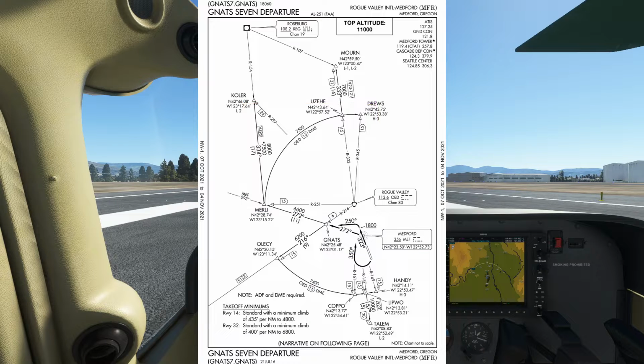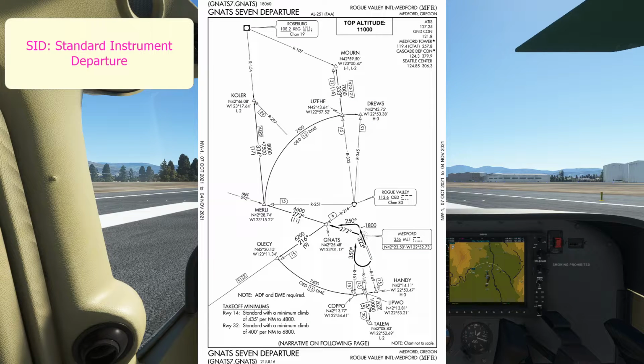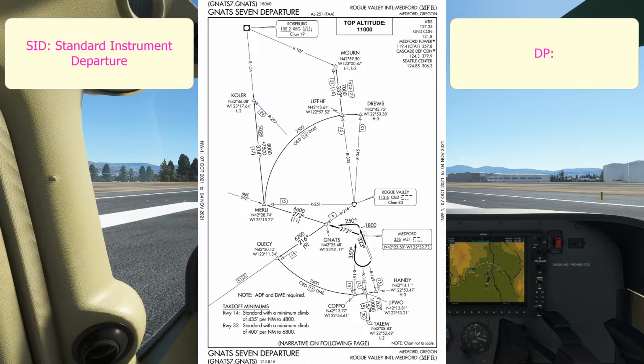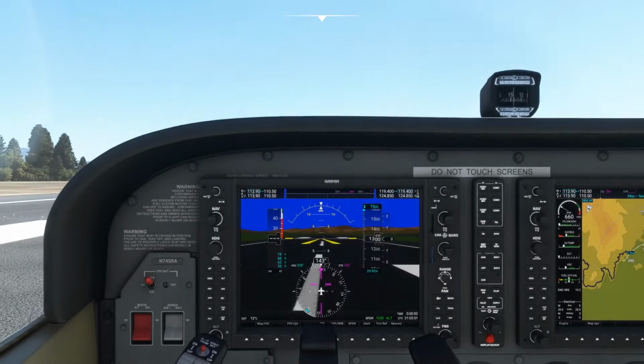If you didn't know, SID stands for Standard Instrument Departure, and the Nat7 is the departure that serves the Rogue Valley International Airport in Medford, Oregon. Some people also call it a DP. DP stands for insert your own joke here, or maybe insert two of them at the same time. We're currently on runway 14 at the Rogue Valley Airport.